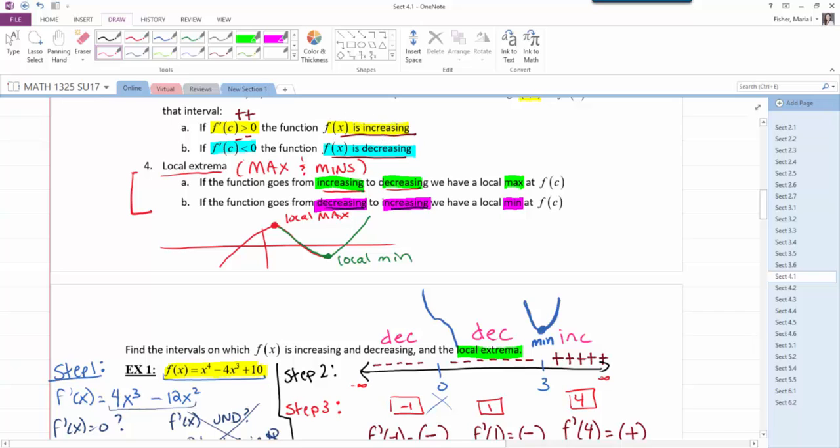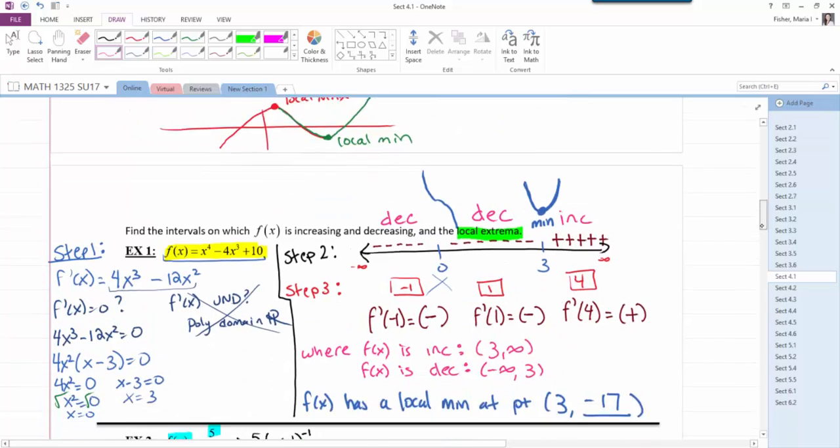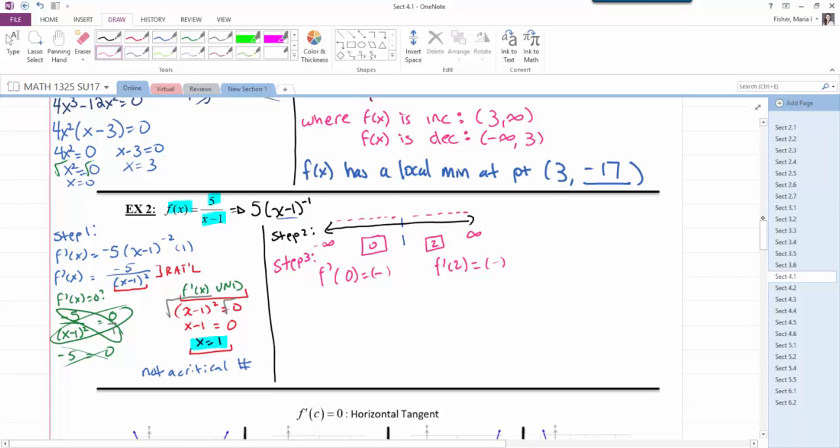If we're positive, we're increasing. If we're negative, we're decreasing. Now if I want to figure out where the function is increasing and decreasing, well, I know that f of x is decreasing from negative infinity to 1 and also from 1 to infinity. Now you may be tempted to say negative infinity to positive infinity, but that's not correct.